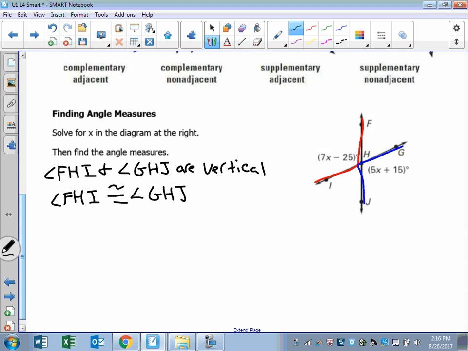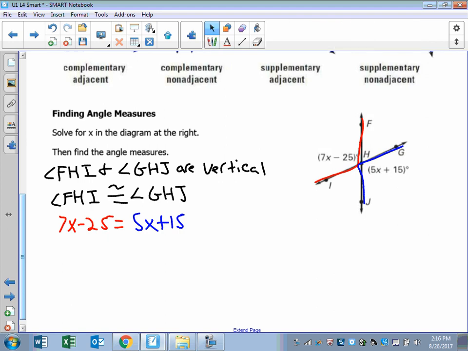Now, since we have expressions for FHI and GHJ, we can just substitute those in. So 7x minus 25 is equal to 5x plus 15. Once you solve, you should get x is equal to 20. So solve for x, we've done that.